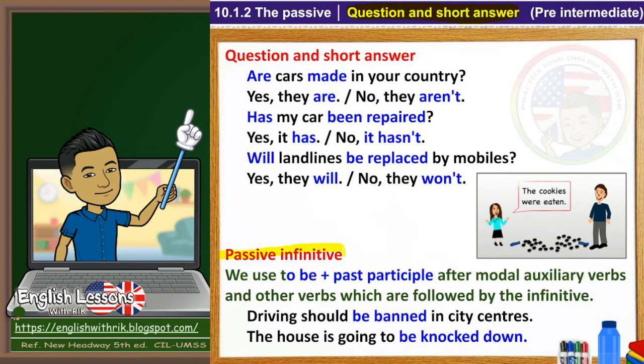Passive infinitive. We use to be and past participle after modal auxiliary verbs and other verbs which are followed by the infinitive. Driving should be banned in city centres. The house is going to be knocked down.